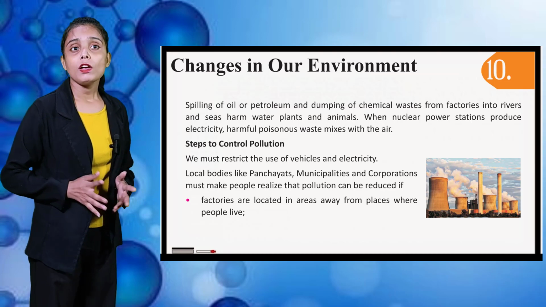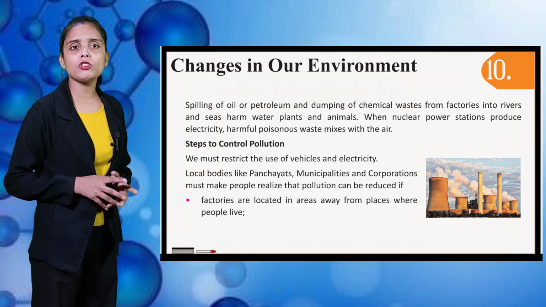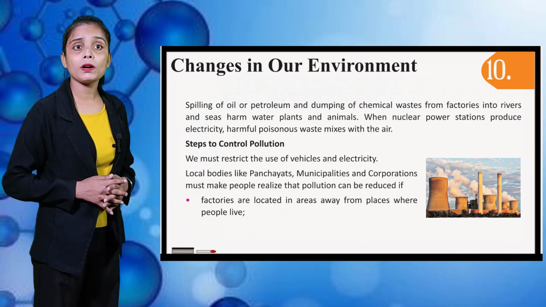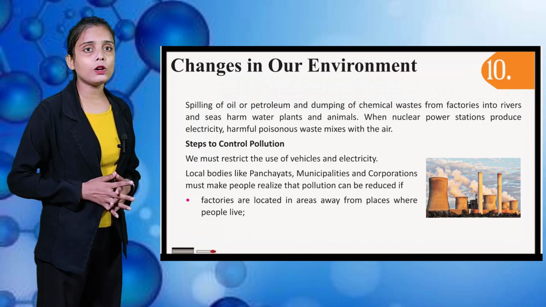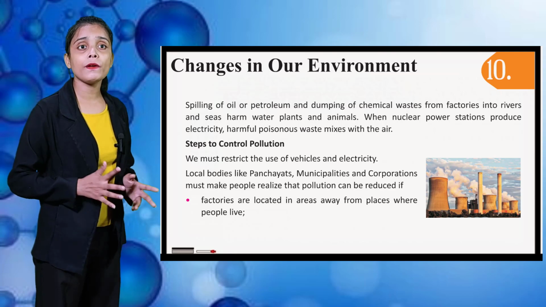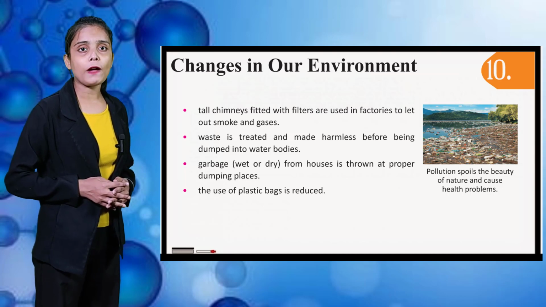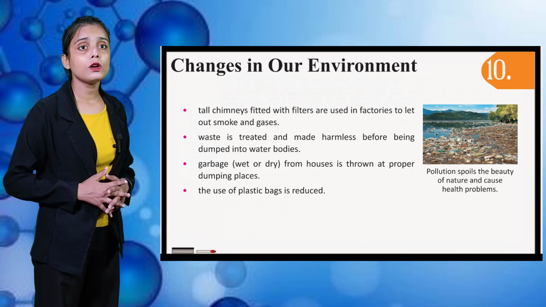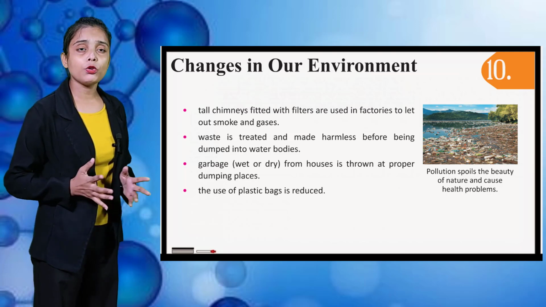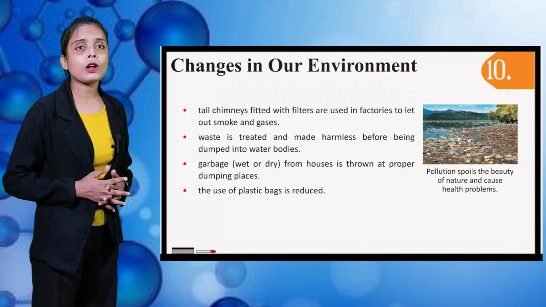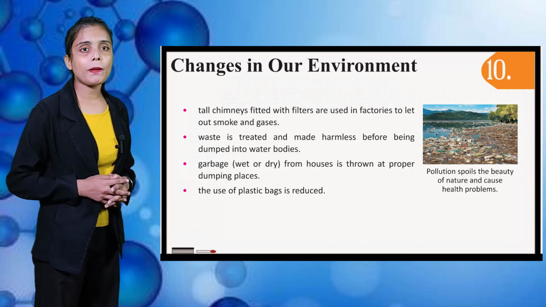Steps to control pollution. We must restrict the use of vehicles and electricity. Local bodies like panchayats, municipalities and corporations must make people realize that pollution can be reduced if factories are located in areas away from places where people live. Tall chimneys fitted with filters are used in factories to let out smoke and gases. Waste is treated and made harmless before being dumped into water bodies. Garbage, wet or dry, from houses is thrown at proper dumping places. The use of plastic bags is reduced.